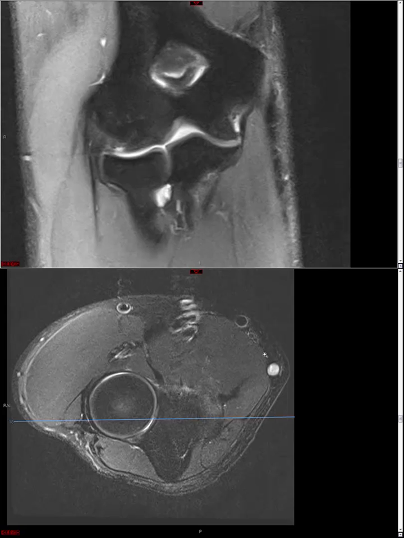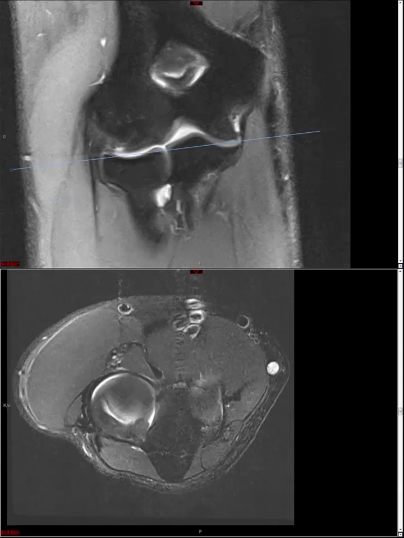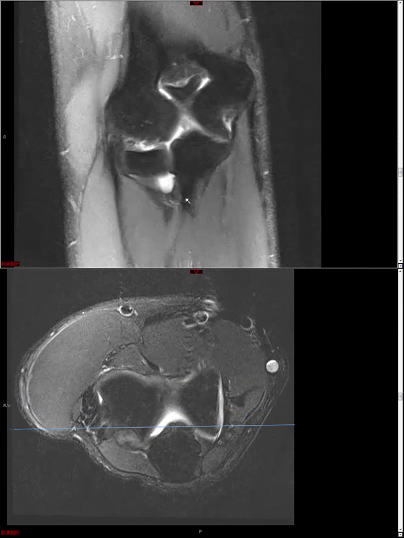And so what I have here is an axial T2 fat-sat sequence through the elbow, and here is a coronal PD fat-sat sequence. Once again, it can be hard to distinguish between a proton density fat-saturated sequence and a T2 fat-saturated sequence, so we'll just refer to them as fluid-sensitive sequences, and these will be the workhorse sequences of your typical sports medicine MRI, as is the case here.